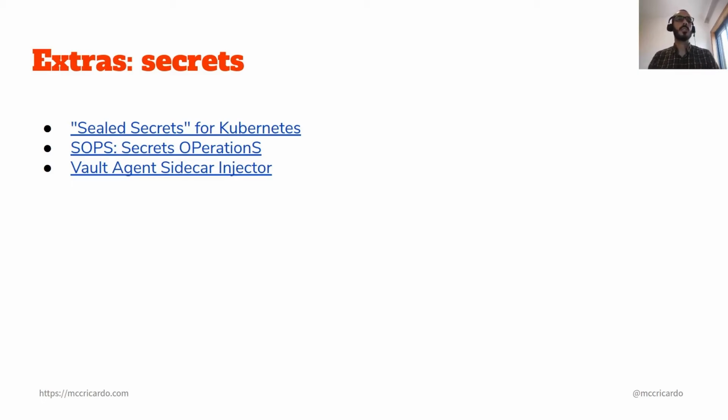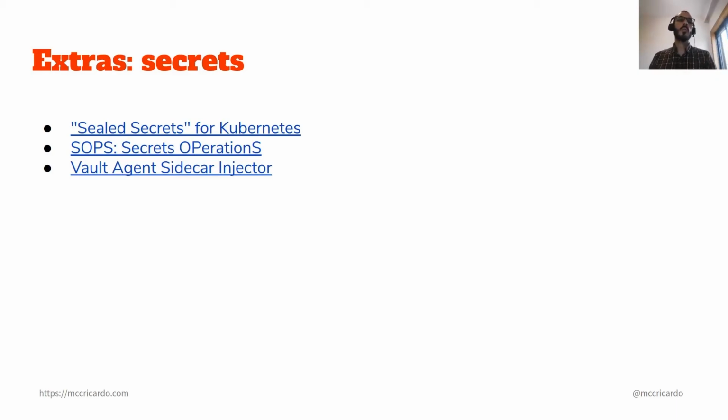The first one is called Sealed Secrets, and the idea is that we encrypt a secret, and it will live alongside our code, and then inside the cluster the agent will have a private key that will allow it to actually decrypt that secret and provide it to the application.